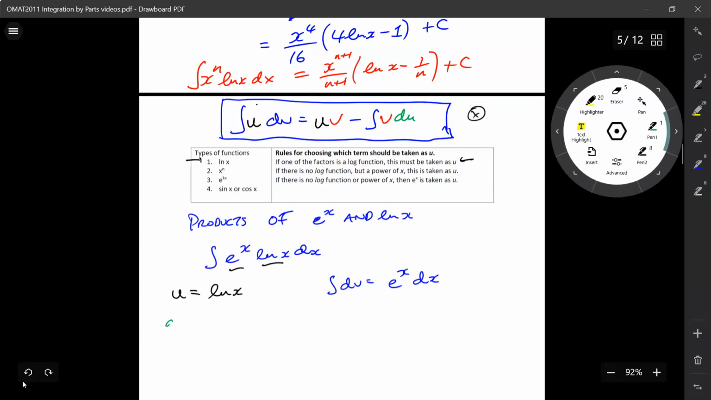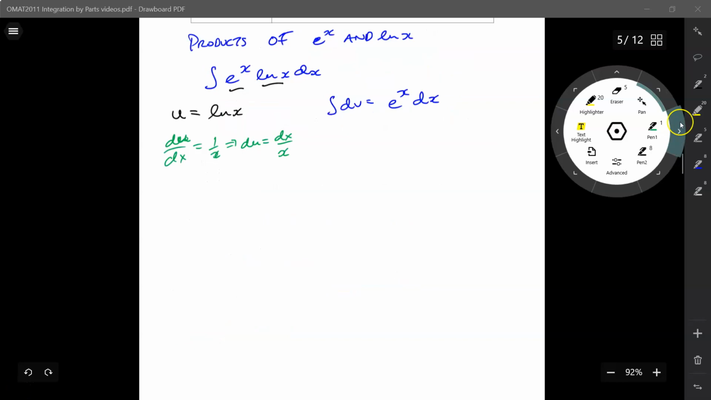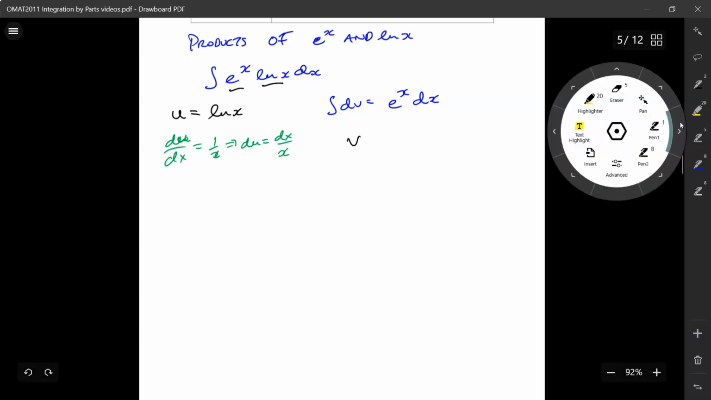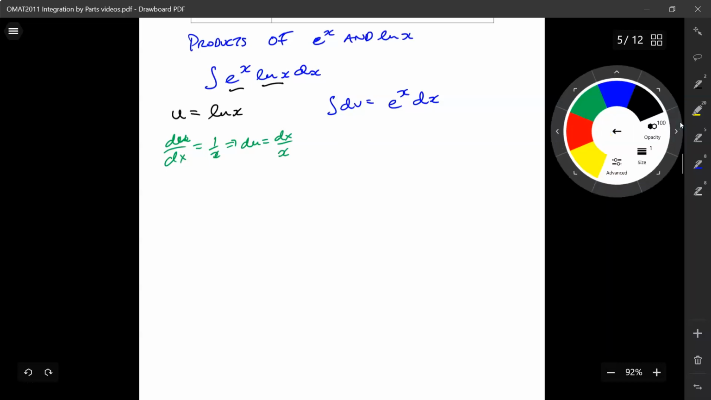I differentiate du dx here. du dx is 1 over x, and that implies that du, which we need for our formula, is equal to dx divided by x. Over here we have du now, we need v, so we integrate. The integral of dv is, if I go back here, I want this in red, so v, and the integral of exponential x is exponential x. So we have every term we need to put into the formula.